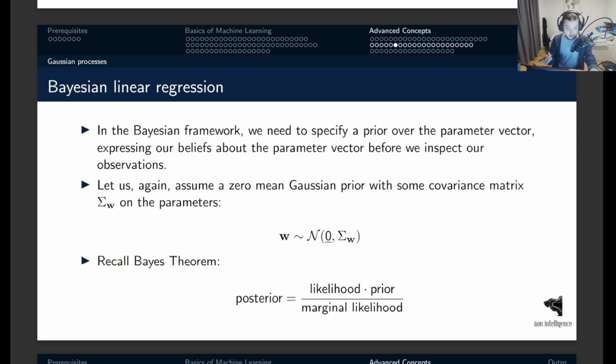But the beauty about the Bayesian framework is that we continuously update our belief of this density by finding the posterior. And the posterior is the likelihood. We calculated that just before on the previous slide, times the prior. This is this bit. And we divide by the marginal likelihood. And this posterior will then be our new belief about the distribution of our parameter vector.